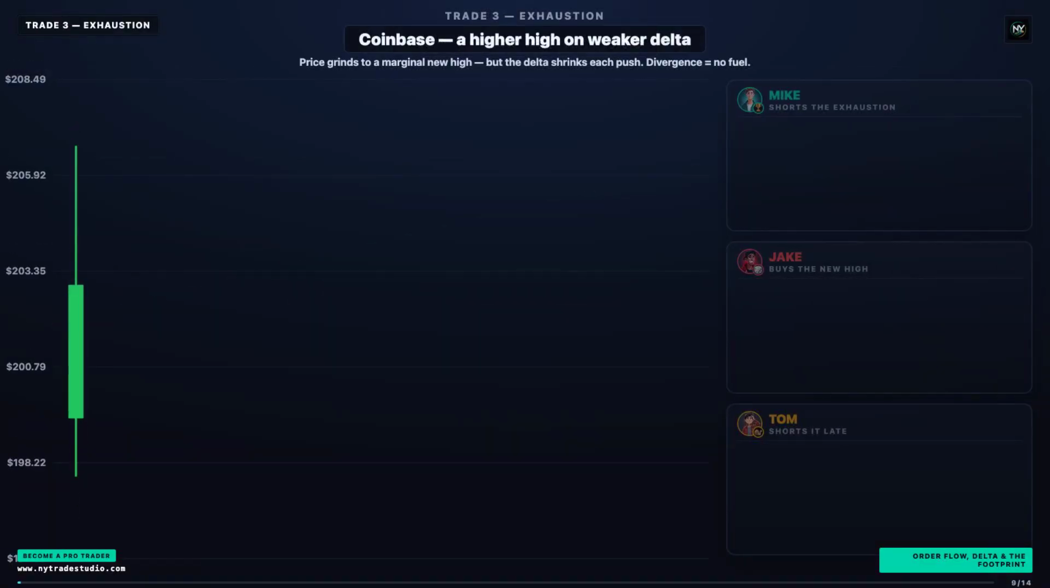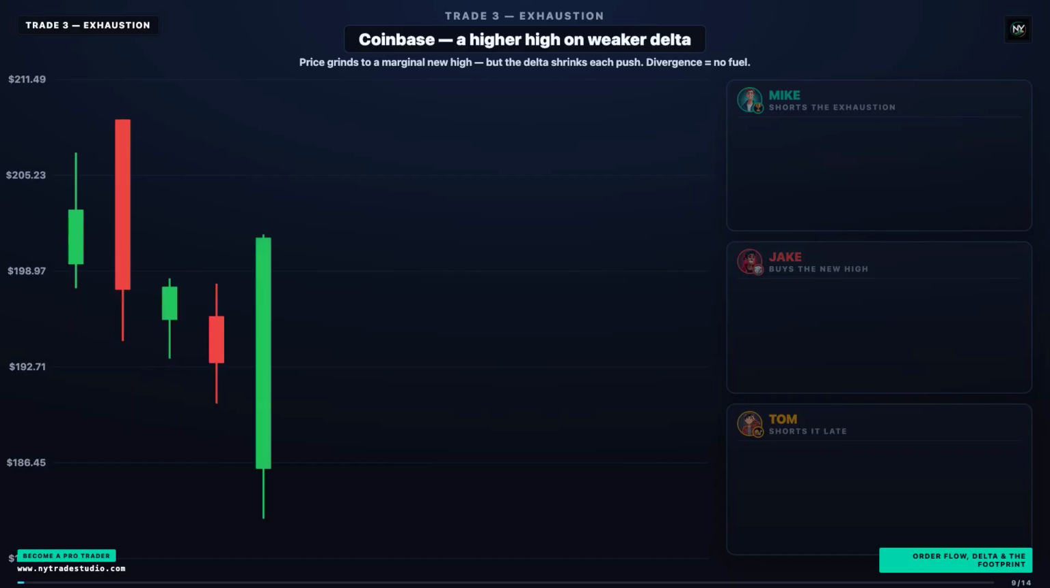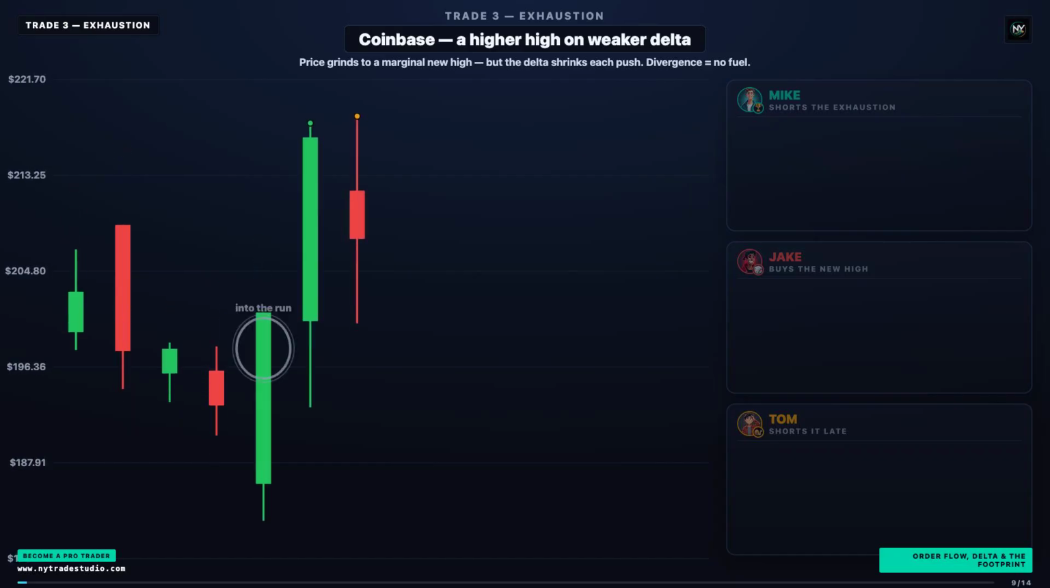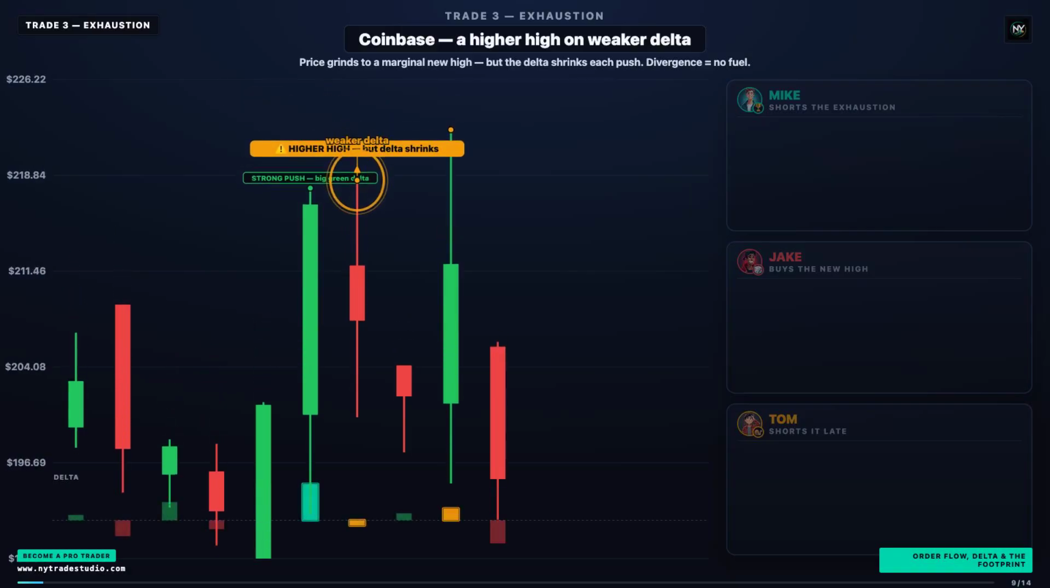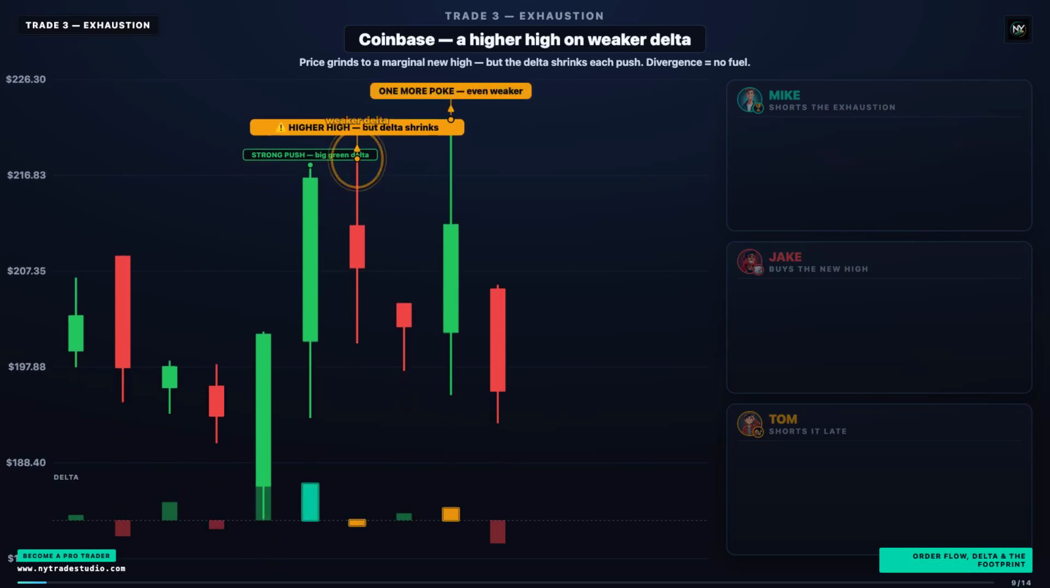Trade 3. The other side of the coin, Exhaustion. This is Coinbase in May, and this time we are hunting a top. First comes a powerful green push, a strong day, big green delta, real buyers in control. Then price grinds to a slightly higher high. But look at the strip, the delta is smaller than the push before it. The next day, one last poke to a marginal new high, and the delta is smaller still. Price up, delta down, 3 pushes in a row. That is divergence. Each new high has fewer aggressive buyers behind it. The move is running on fumes.